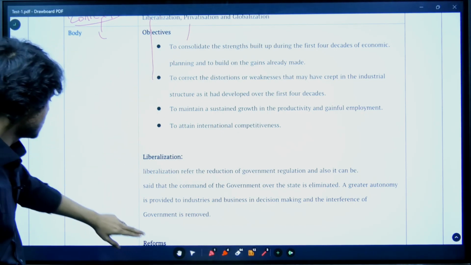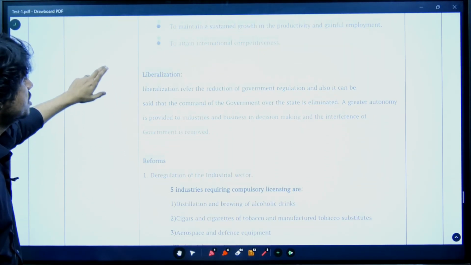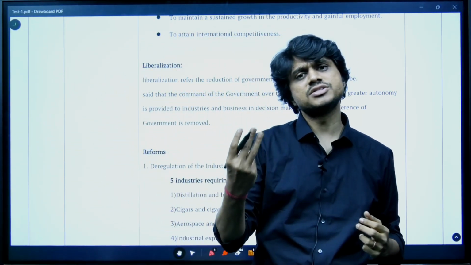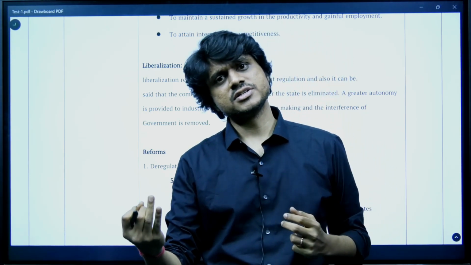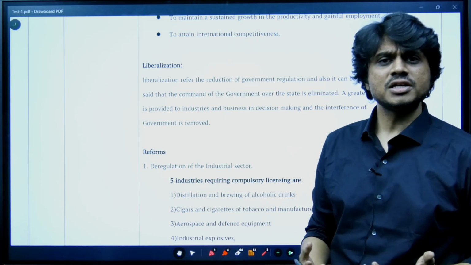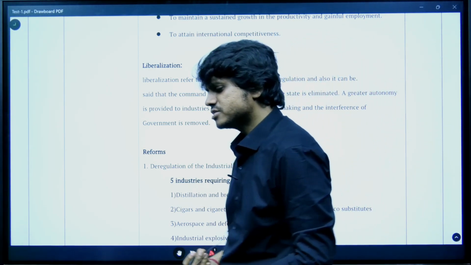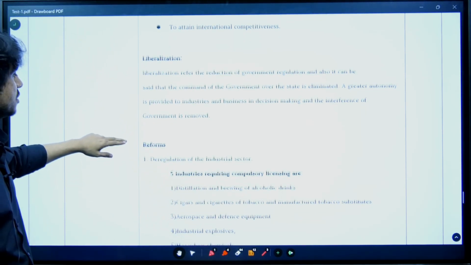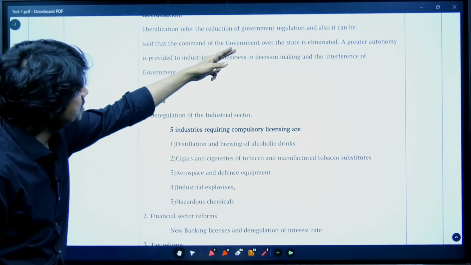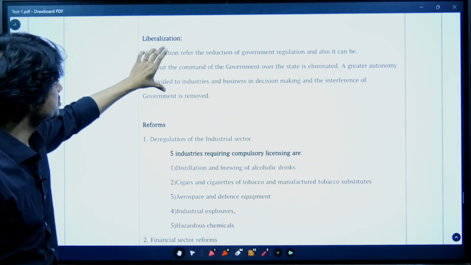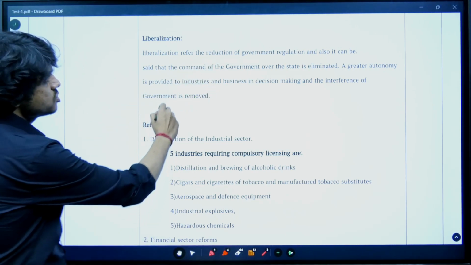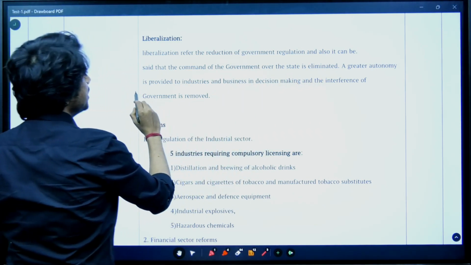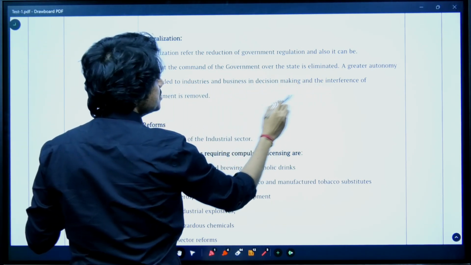Once the objectives are discussed, then we will get into the policy. Primarily, the industrial policy of 1991 has three main things: liberalization, privatization, and globalization. So what is liberalization? Liberalization simply means removal of restrictions. Under this I have given you a simple one-line understanding of liberalization. Liberalization refers to reduction of government regulation, and it can also be said that the command of the state is eliminated. Greater autonomy is provided to industries and businesses in decision making.